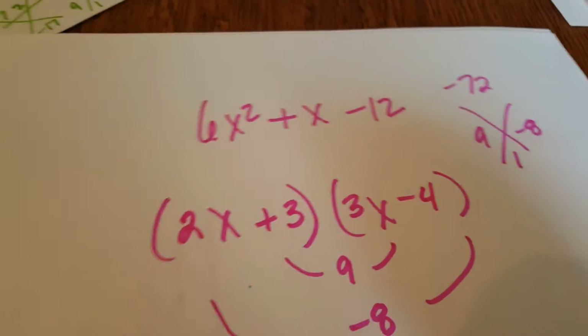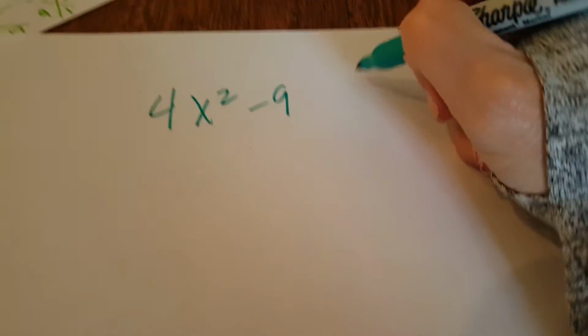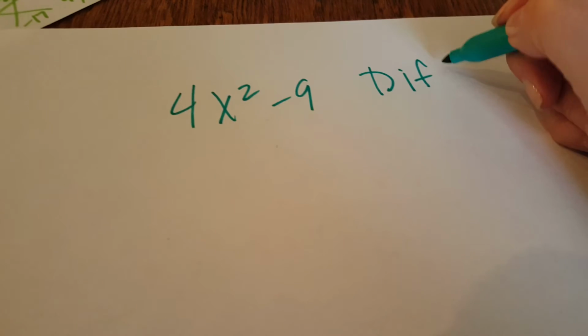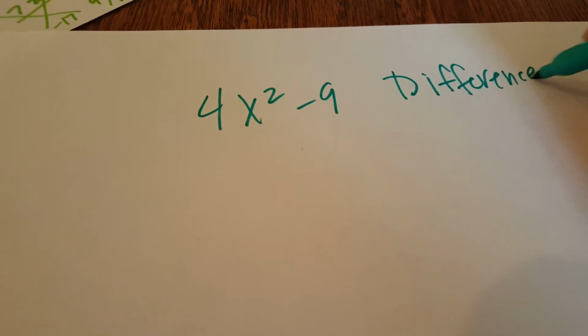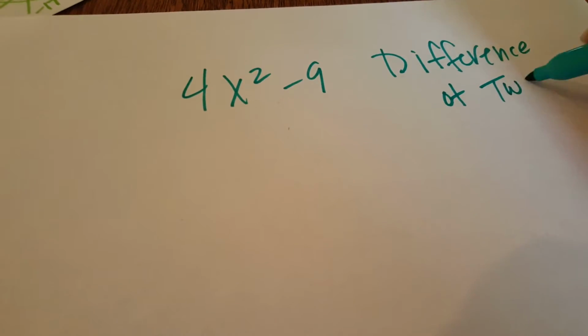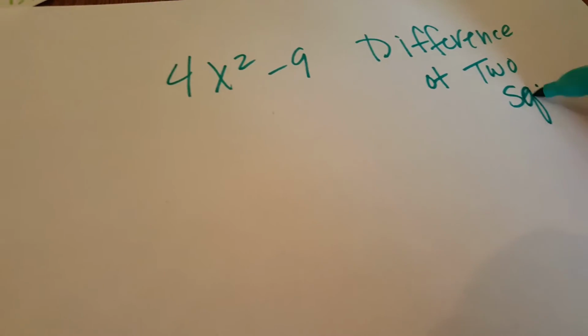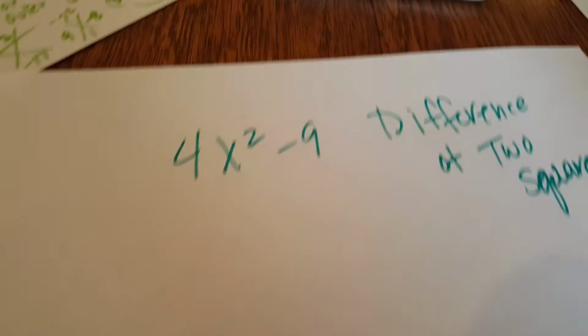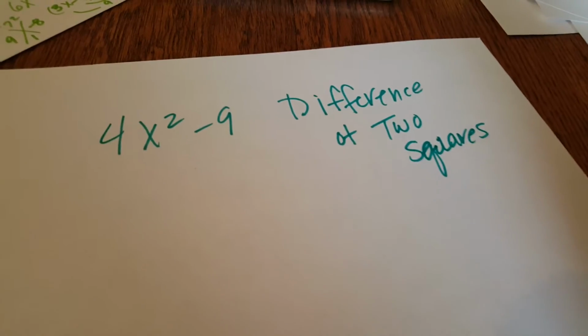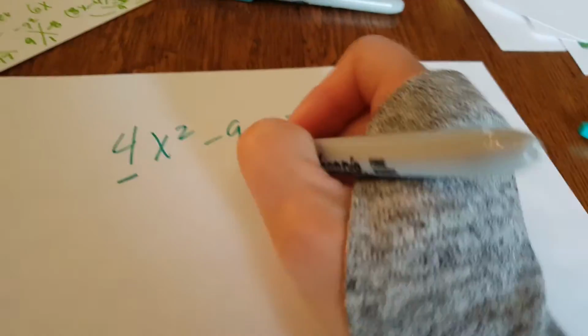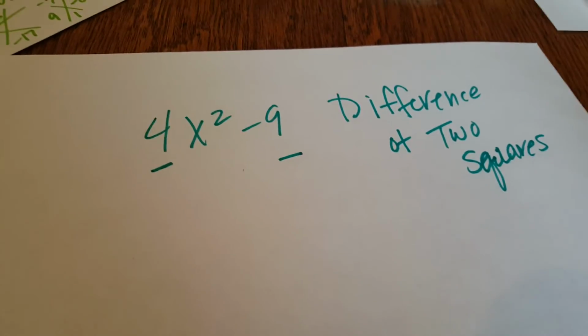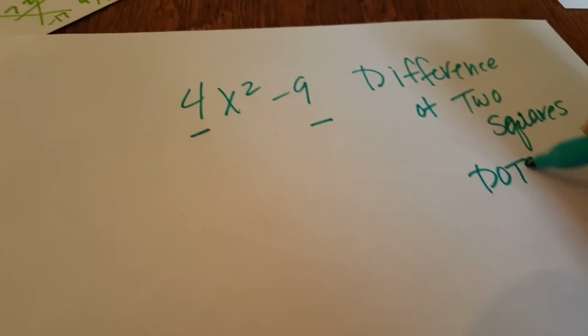All right, things to watch out for. Patterns. So if you want to factor something like 4x squared minus 9, this is called the difference of two squares. In order for this to factor, it has to be a minus, and these have to be perfect squares, the 4 and the 9. All right, DOTS for short.